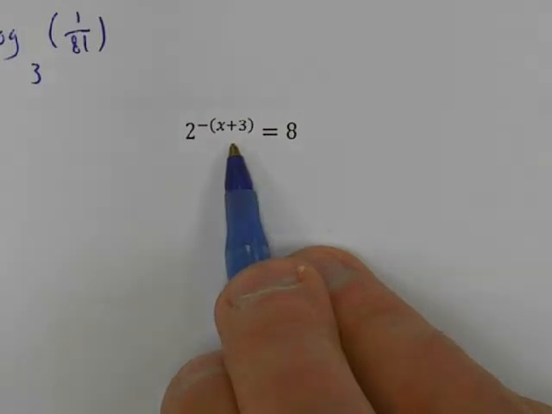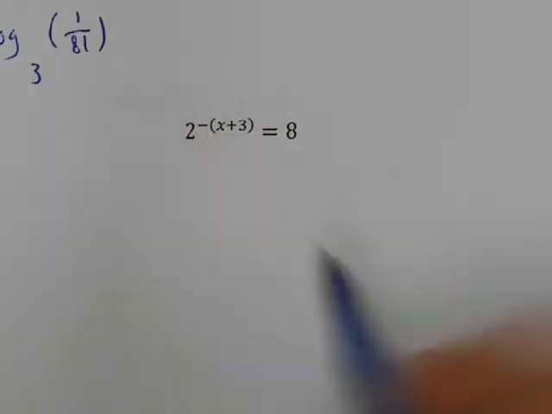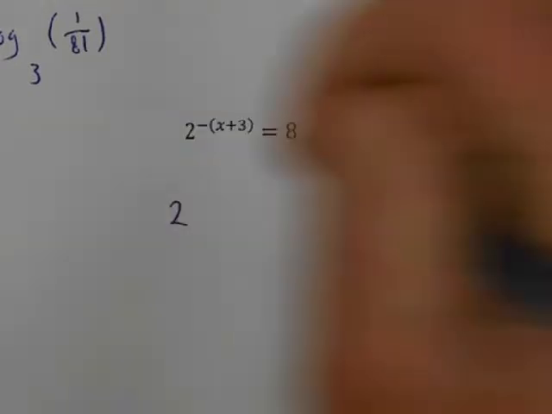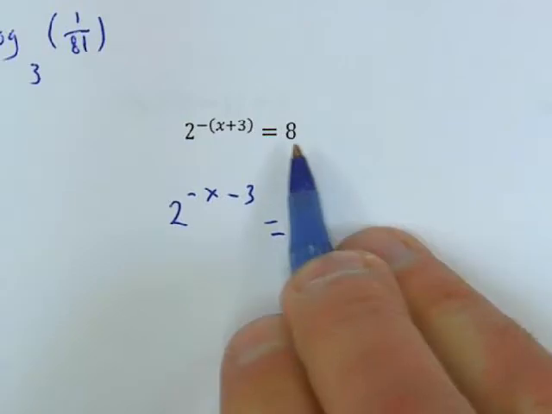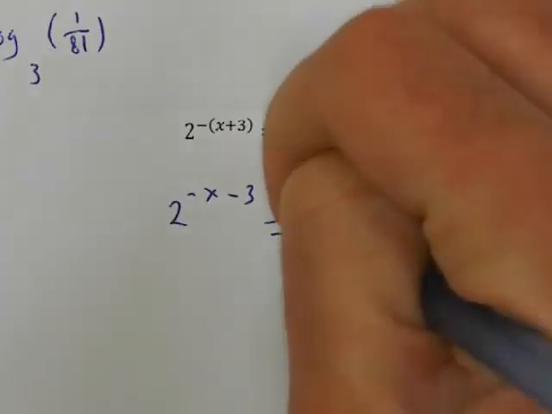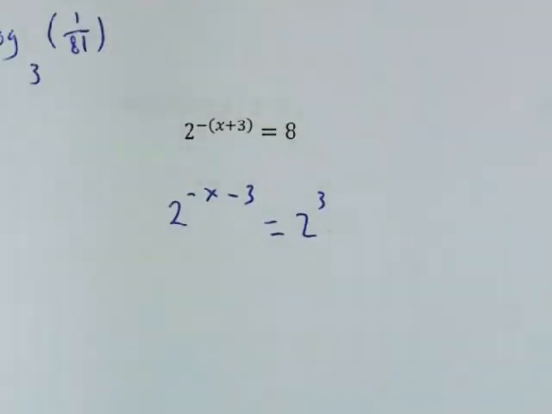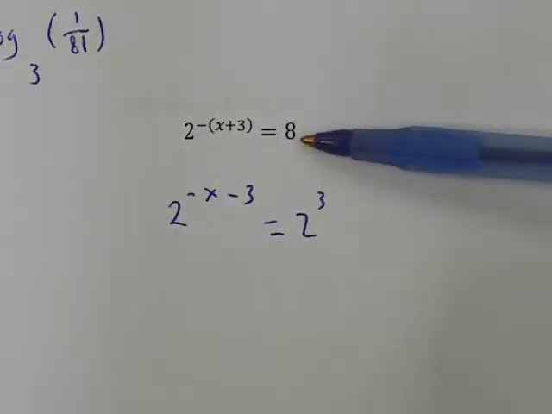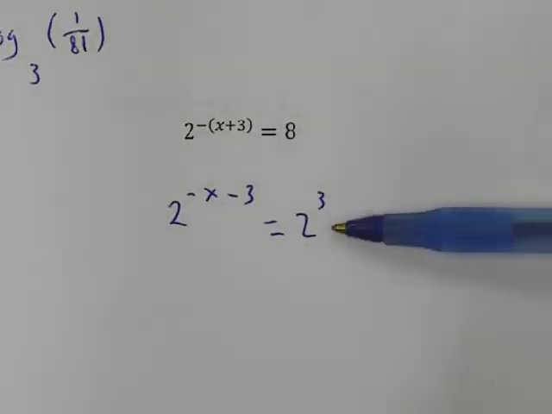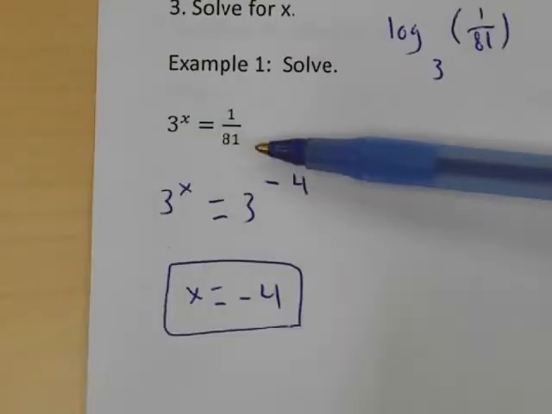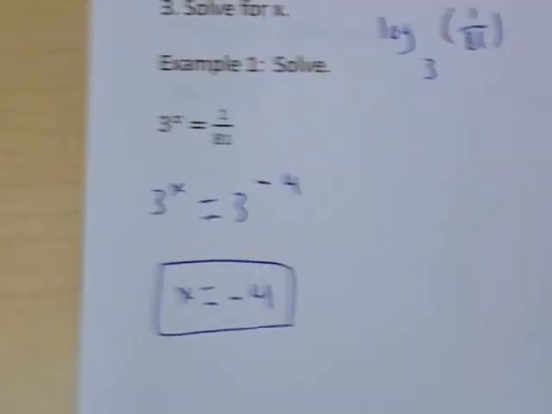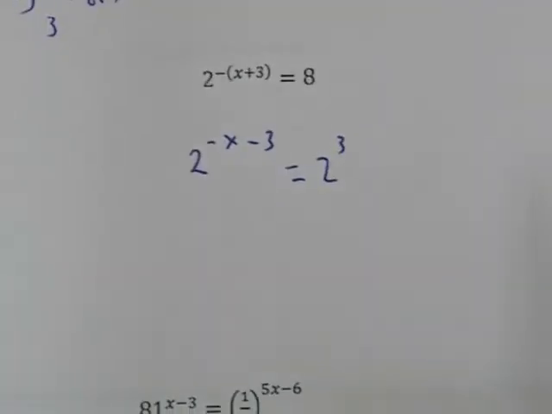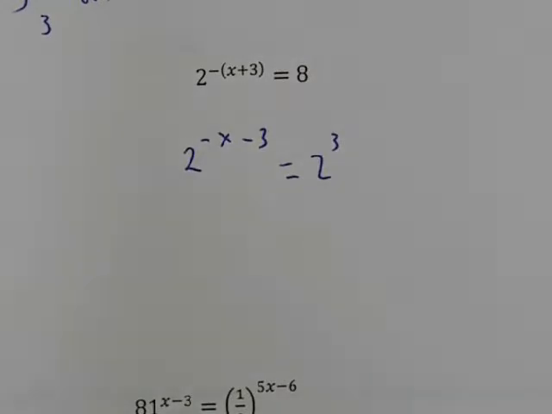Although one thing we can do is distribute that negative up here. So we can write this as 2 to the negative x minus 3 equals, and then I'm going to rewrite 8 as 2 to the 3rd. So there's a lot of number manipulation here. Again, I'm just manipulating this number to make it look different, but I'm not changing its value. Instead of 8, I'm replacing it with something equal to 8. Instead of 1 over 81, I'm replacing this with something equal to 1 over 81. So we're just rewriting numbers in a different way but not changing the value.